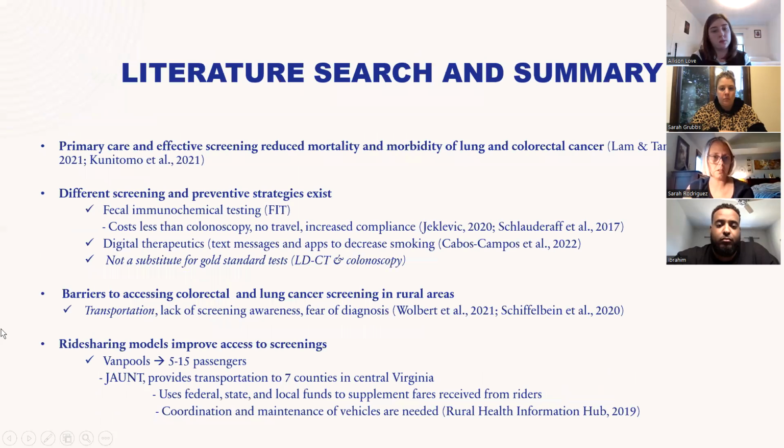Next slide, please. And when searching the literature for evidence-based interventions to decrease Booneville's prevalence of cancer, we found that access to primary care and effective screening reduced mortality and morbidity of lung cancer and colorectal cancer. And as stated on the previous slide, and as Allison talked about, there's many different screening strategies that exist. Two of these strategies in particular I found would be nice options for residents of Booneville, depending on their medical history and preferences.